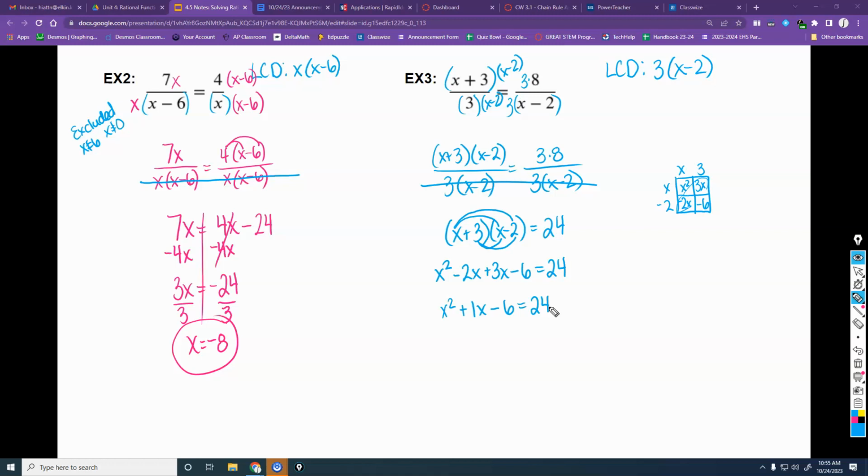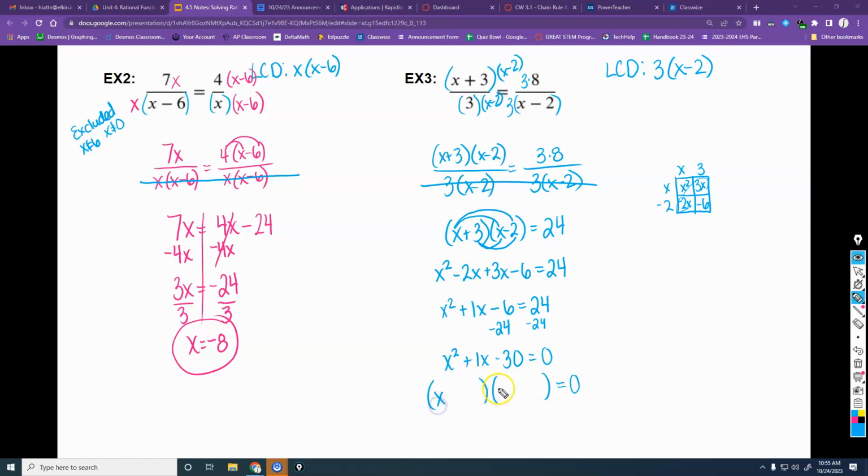All to one side, right? So I'm going to subtract that 24. So x squared plus 1x minus 30 is going to equal 0. You'll move everything to one side so it is equal to 0. You are then going to factor, if it will factor. I think everything you see should factor.